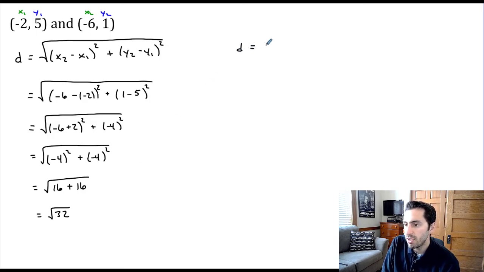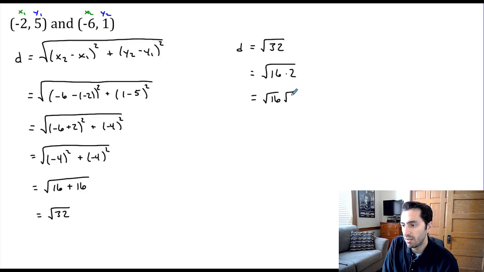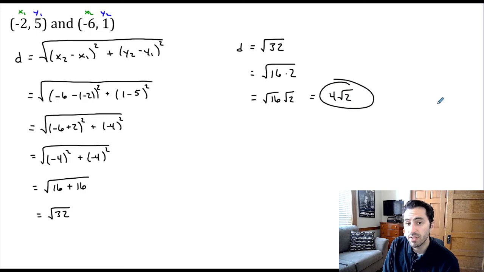So the square root of 32, if I want to simplify a radical, what I'm looking for is the biggest perfect square that 32 can be divided by, which is 16. So I can split this up into 16 times 2. The product rule for radicals says I can split that up into the square root of 16 times the square root of 2. Square root of 16 is the same as 4. I can't do anything with the square root of 2. So here's our answer. Fully simplified distance between those 2 points.